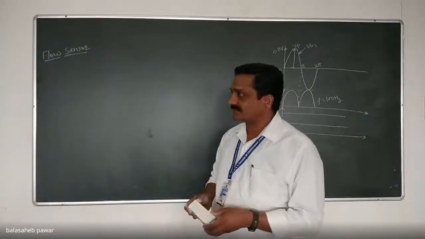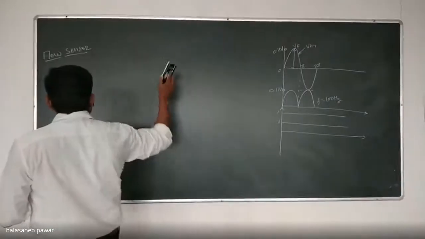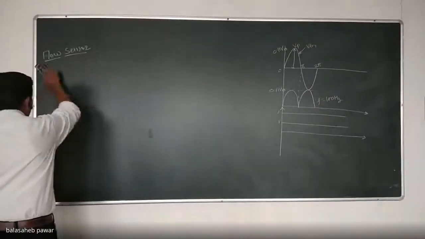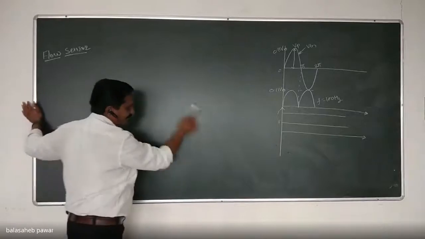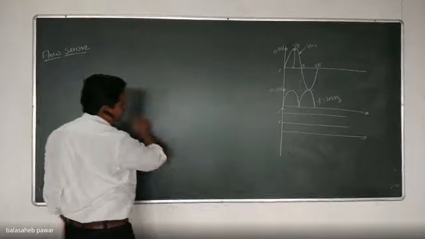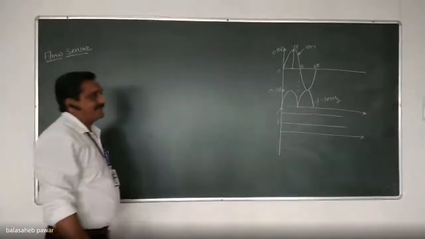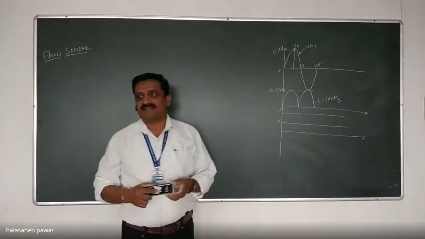So we have to make that 12 volt equivalent to 5 volt, and 0.11 volt almost equal to 0 volt. Is it okay? So again, use the op-amp and try to design and develop that signal conditioning circuit.